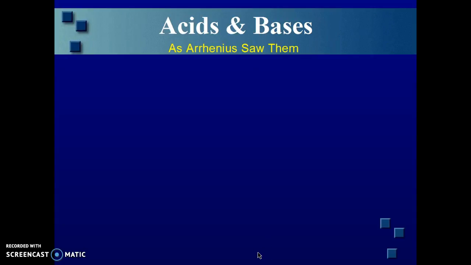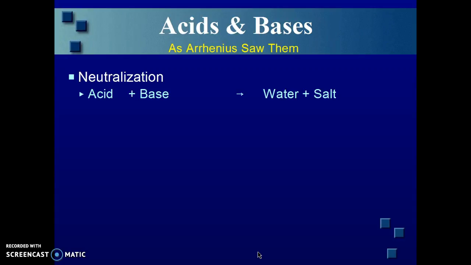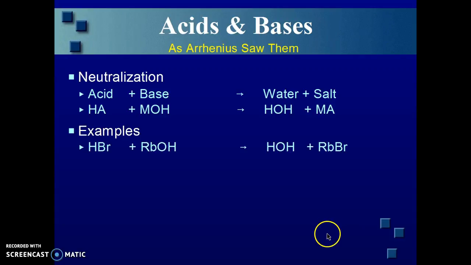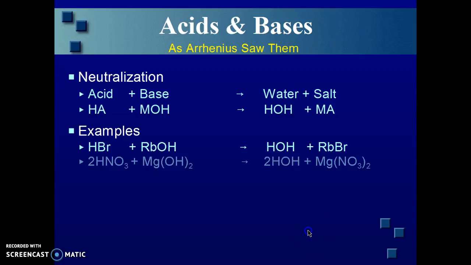As Arrhenius saw them, we can look at acids and bases and give a definition. Arrhenius looked at neutralization as the reaction of an acid and a base to form water and a salt. So HA, which is a general form of an acid, reacts with MOH, which is how he saw bases as hydroxides, to form HOH, water, and the resulting salt is the cation of the base and the anion of the acid. For example, hydrobromic acid will react with rubidium hydroxide to form water and rubidium bromide.